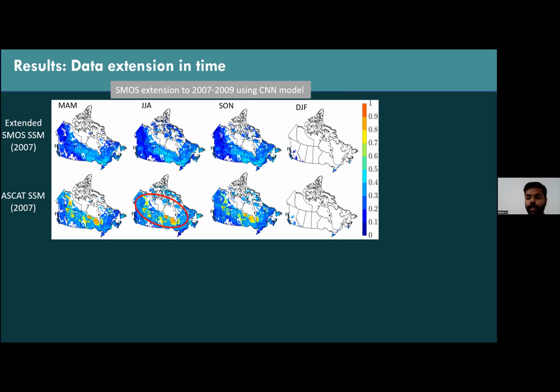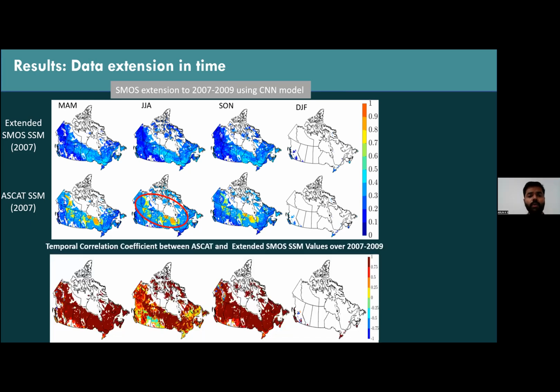The differences are mainly due to the fact that these points are not available from CMOS data, and they are not considered for CNN training. So this one is a temporal correlation coefficient calculated between ASCAT and extended CMOS SSM values over 2007 to 2009, and is averaged over 4 different seasons.